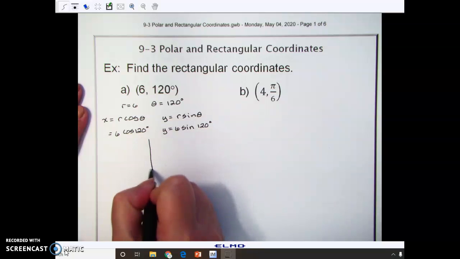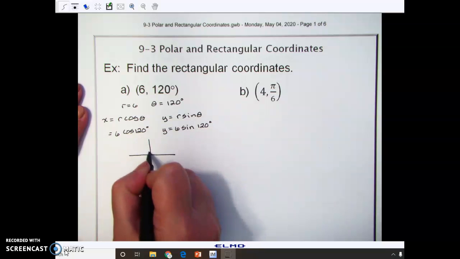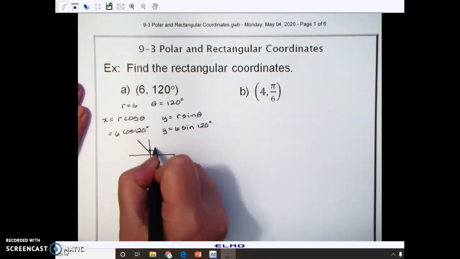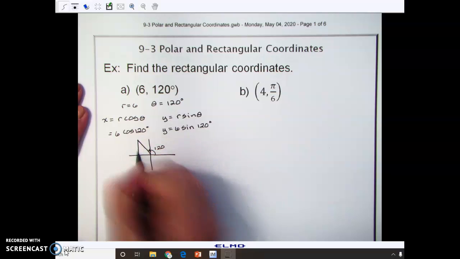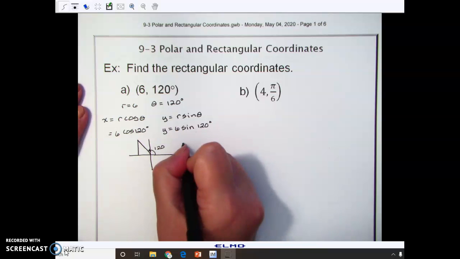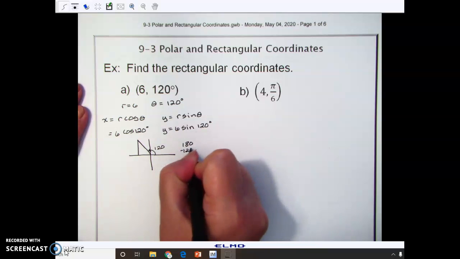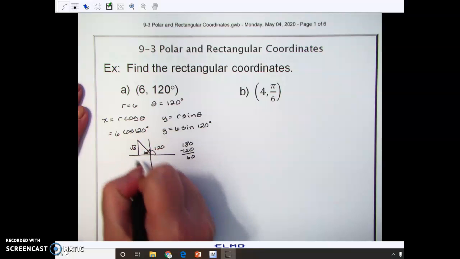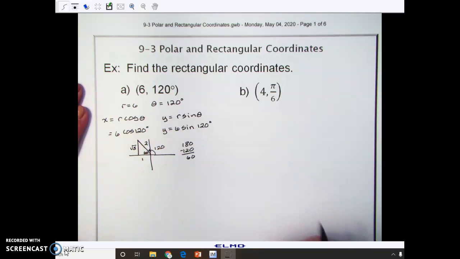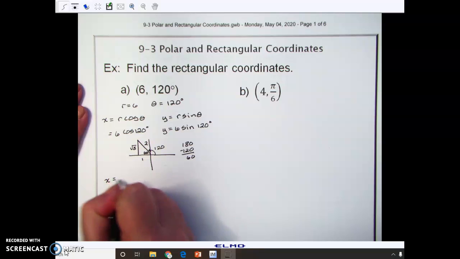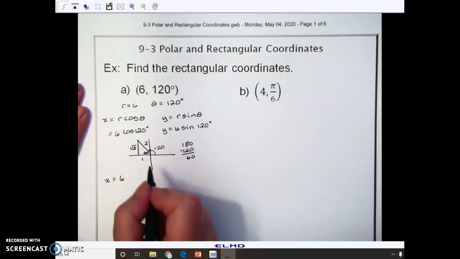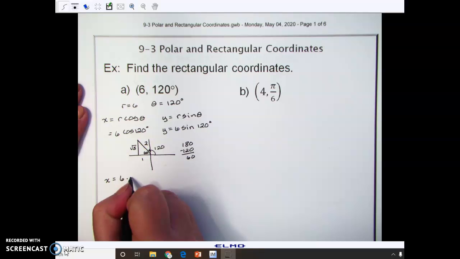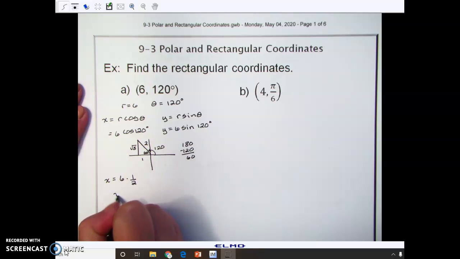So let's take a look at 120 degrees. That's going to be in the second quadrant, right? And so if we do 180 minus 120, we get a reference angle of 60 degrees. So this angle is 60. So this is root 3, this is 1, and this is 2. So coming over here, x is going to be equal to 6 times the cosine of 120. So adjacent over hypotenuse is going to be 1/2. So that means x is going to be equal to 3.